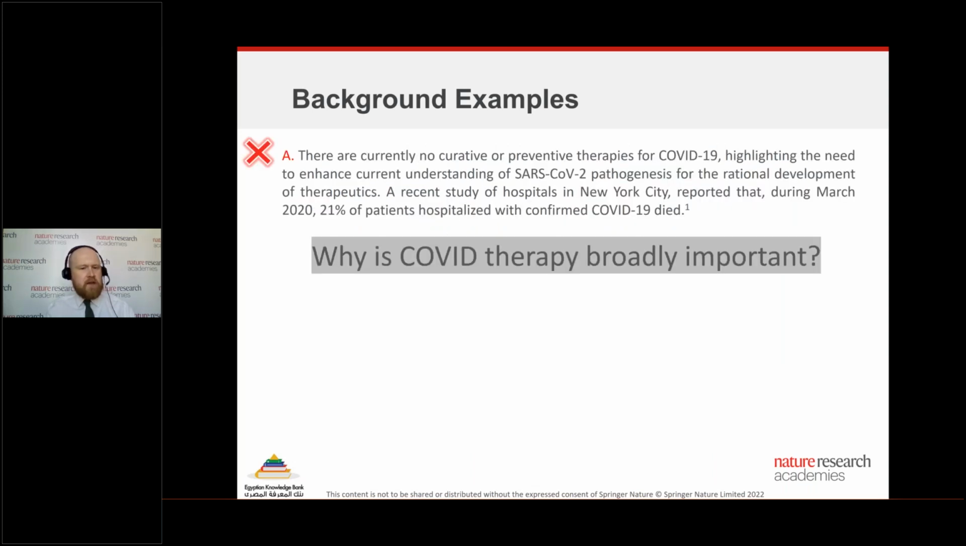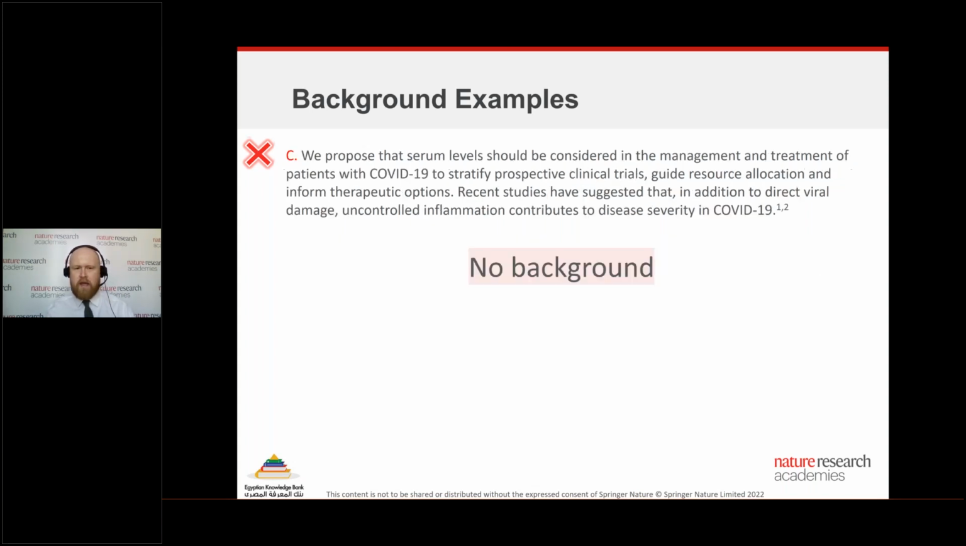Option A, I don't think is as good as option B because they're not really highlighting here why COVID therapy is broadly important. Okay. And option C really doesn't have much background information at all. It really talks specifically about the objectives and aims of the study. We do need to provide that context for our study in order for the grant reviewer to understand the importance of our objectives.